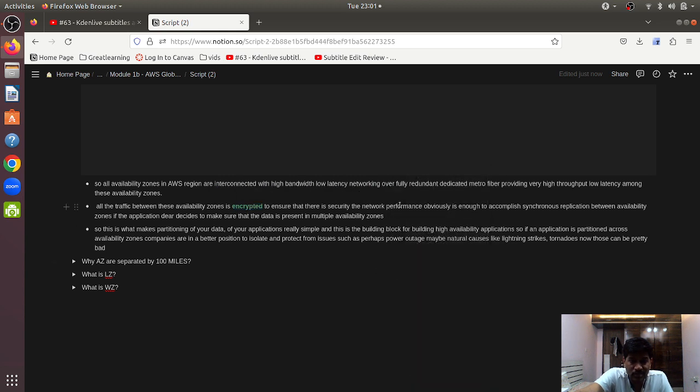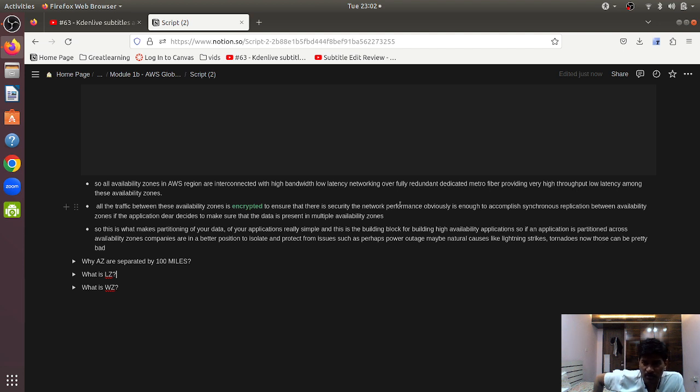The network performance is enough to accomplish synchronous replication between availability zones, if the application decides to make sure that the data is present in multiple availability zones. So all the traffic between these availability zones is encrypted so that nobody can breach the security. This is what makes the partitioning of your data and applications really simple, and this is the building block for building high availability applications.